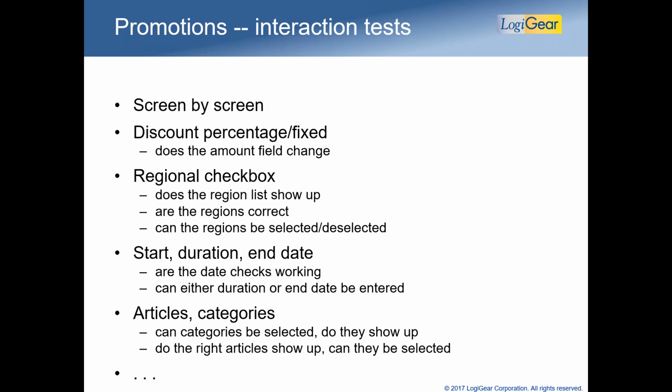And then when I look at the interaction test, I see, can I get from screen to screen? For each screen, I will do a bunch of tests. If I have a discount field, can I switch from percentage to fixed? Does that change the amount in that field? Stuff like that. If it is a regional list box, drop-down box, or checkbox, does the region list show up? Are the regions correct? Can the regions be selected, deselected? And low-level tests, for example, I have start, duration, and end date. If I change the duration, does the end date change? That kind of thing.